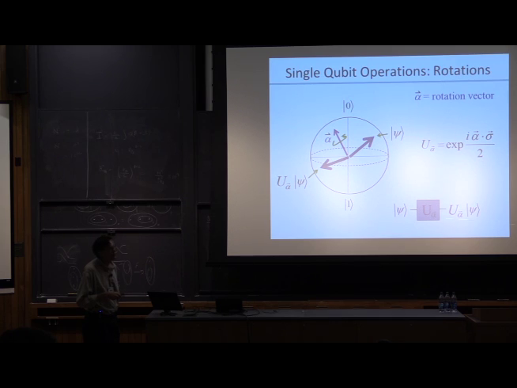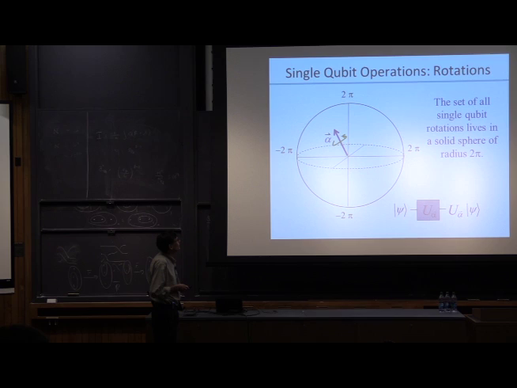This is the quantum circuit notation, which people are probably familiar with. This line represents a qubit, and this is the unitary operation we carry out on the qubit. And so the set of single qubit operations lives in a sphere of radius 2 pi. So these are all the possible rotation vectors and rotation axes.